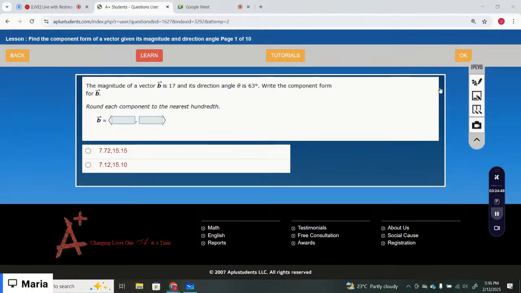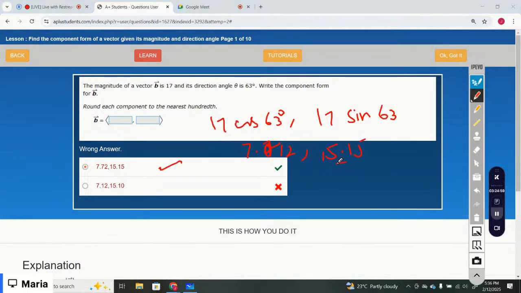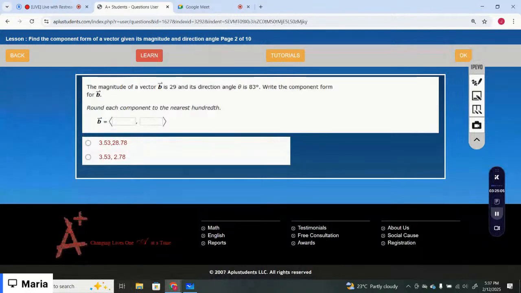Okay, the next one. Option number 1 it is, that is 15.15. Sorry, I selected the wrong option. So be very careful about the decimals, right?